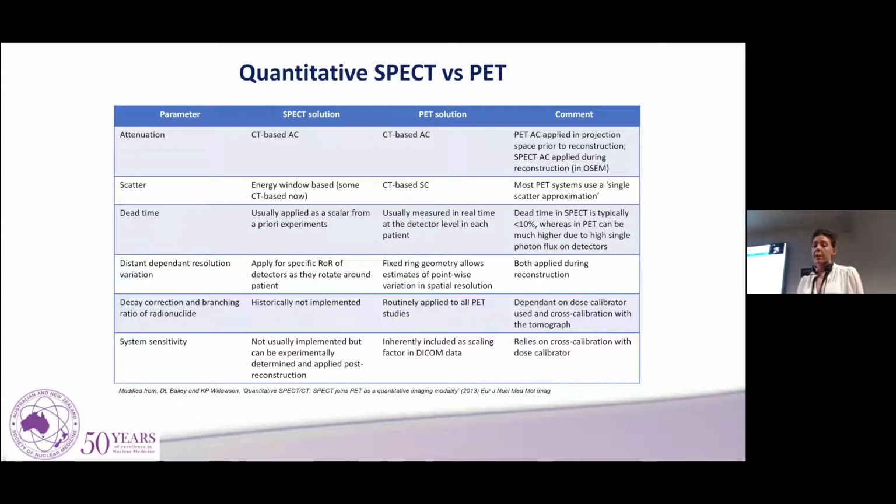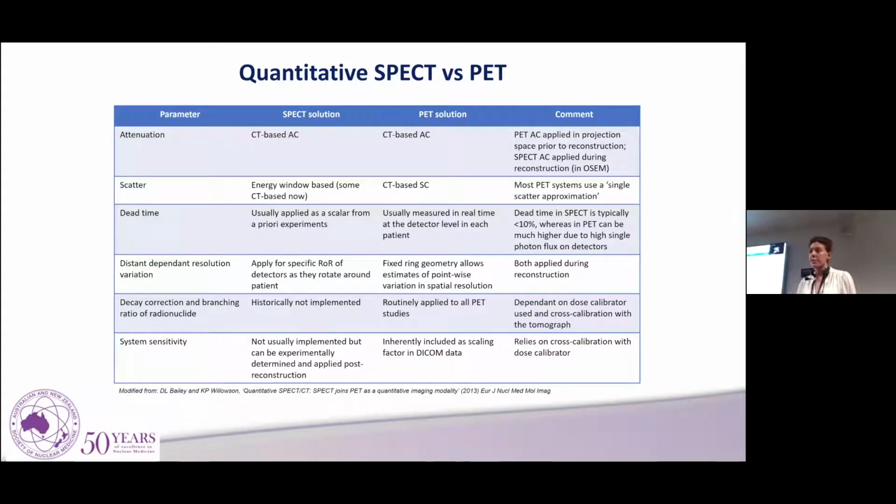Dead time correction has always been performed in PET for quantification, and it's generally measured in real time at the detector level. In SPECT, historically, it wasn't really needed. However, nowadays, when we're considering theranostics applications for SPECT imaging, where we can have quite large amounts of activity in the field of view of the scanner, we really do need to consider the contribution of dead time to the inaccuracy of our quantification. That can be measured based on experimental data, and it's generally applied either at the projection level or even as a global factor post-reconstruction.